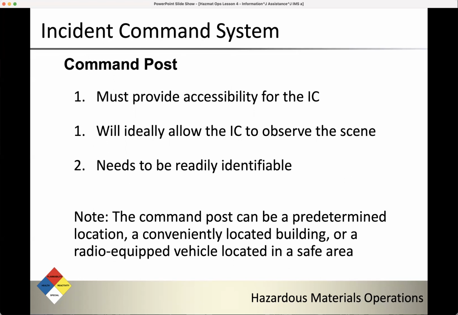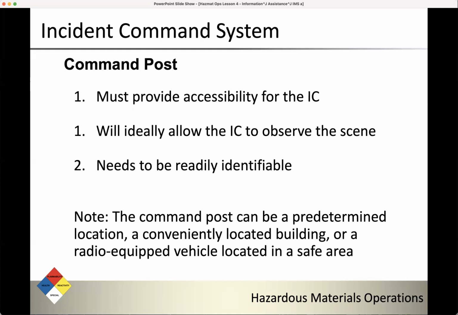All right, so let's talk about the command post and some characteristics of the command post. No particular order. It must provide accessibility for the IC, which means they need to be able to get in and out of the command post so they can see what's going on. It can't be so remote that it's impractical. Ideally, it allows the incident commander to observe the scene, and it needs to be readily identifiable.